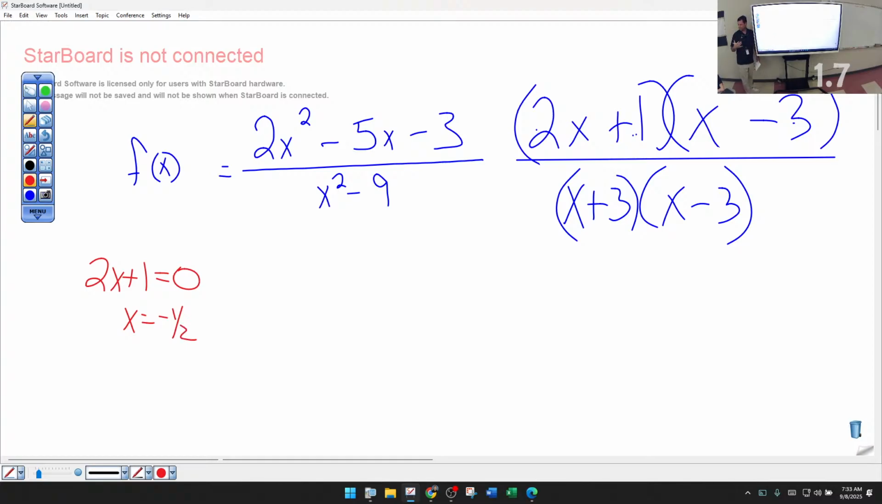You've probably done that enough in Algebra 2 that you can do it in your heads, and that's okay if you can. So that's a 0. It's an x-intercept. X-intercept, 0, root, they all mean the same thing, okay? Now, 3 should be a 0 or a root or an x-intercept.